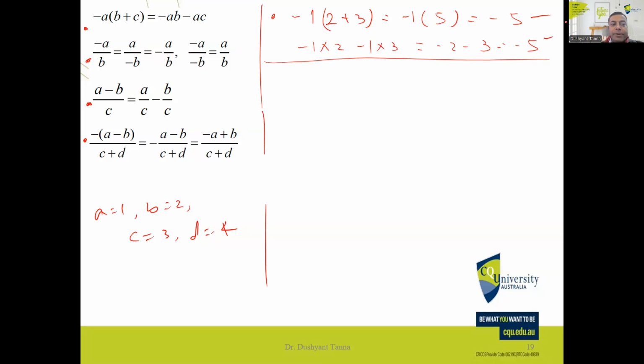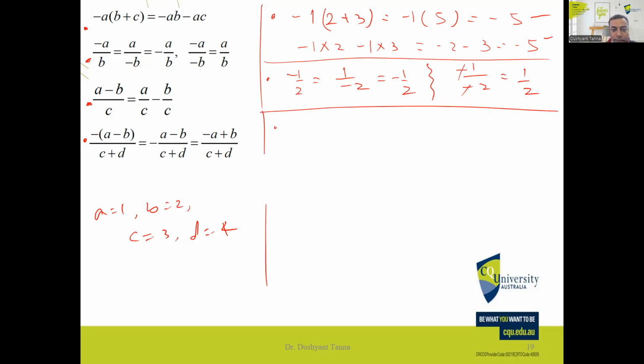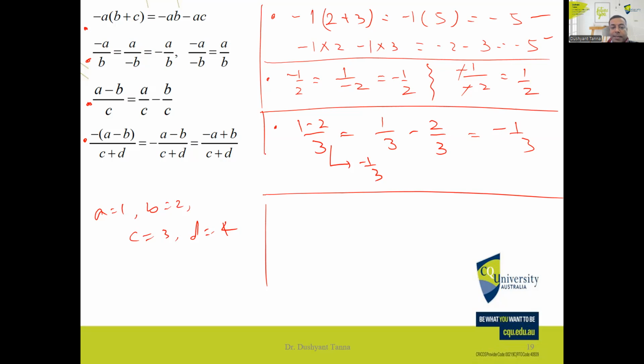If it is not, there is some error you would have made, right? Minus 1 over 2 or 1 over minus 2 is the same as minus a half. But if you have minus 1 over minus 2, obviously the minus signs cancel, and that is 1 over 2. That's verified as well. 1 minus 2 over 3: if you separate this, 1/3 minus 2/3 is negative 1/3. And this is what the left side gives you: 1 minus 2 is negative 1 over 3. So that's verified as well.